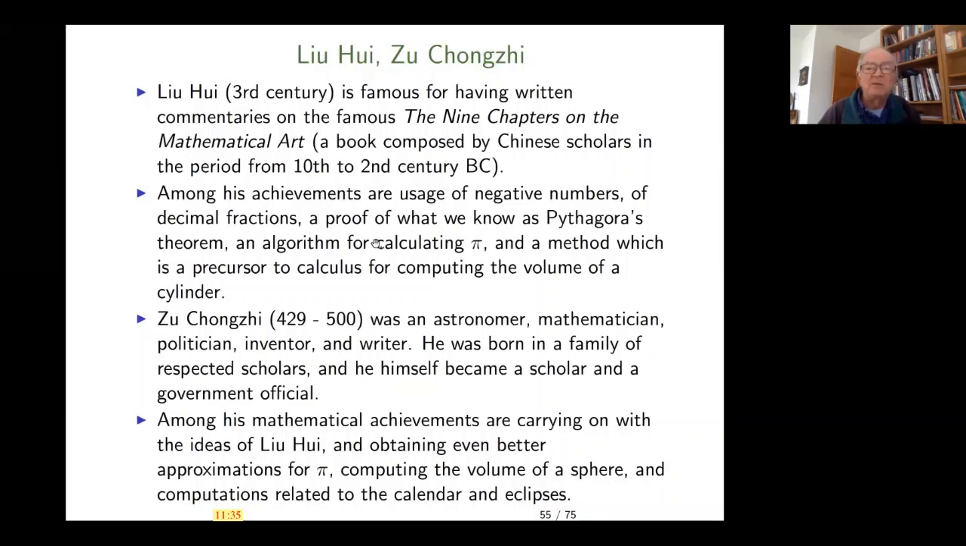He had an algorithm for calculating a good approximation of pi. He must have been an amazing mathematician. And Zhu Zhongzhi was an astronomer, mathematician, politician, inventor, and writer. He was born into a family of respected scholars. Among his mathematical achievements are carrying on with the ideas of Liu Hui and obtaining even better approximations for pi, and computing the volume of a sphere, which is a typical problem in integral calculus.